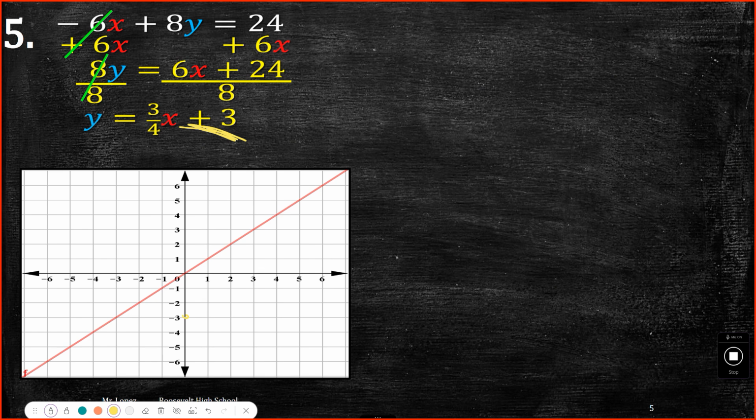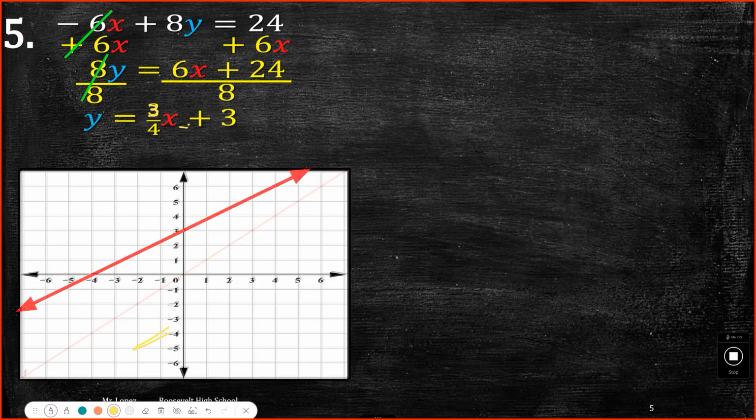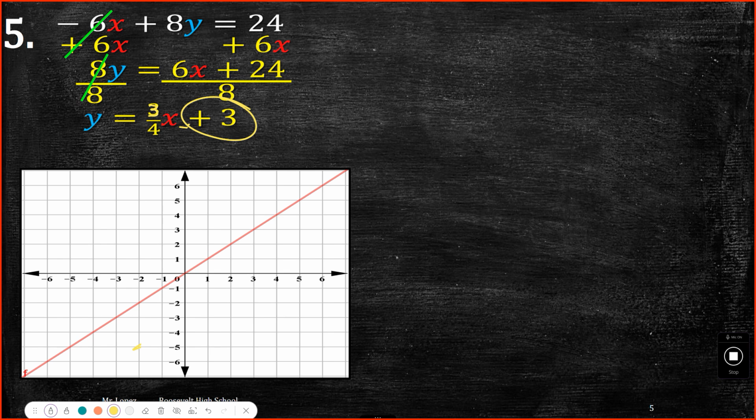Move down 3. Rise up 3 over 4. 3 over 1, 2, 3, 4. There it is. Did I say it wrong? So we all make mistakes. It went up 3. Up 3. I don't know what I was looking at. And then 3 over 4. Up 1, 2, 3 over 4. There it is.